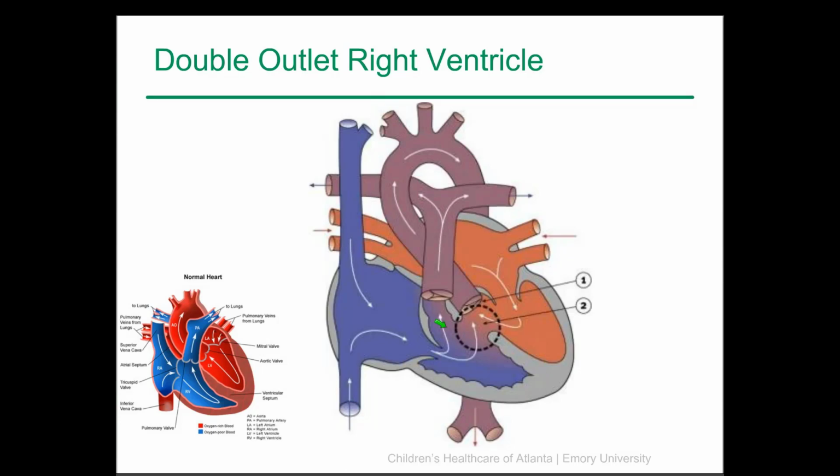So double outlet right ventricle is exactly what it sounds like. We have both the pulmonary artery and the aorta coming off the right ventricle. Now, in the schematic shown here, these vessels are what we call normally related, that the pulmonary is coming off anteriorly and the aorta is still coming off posteriorly. How is this different from tetralogy flow?